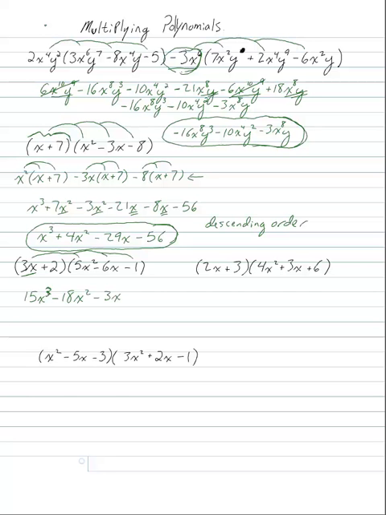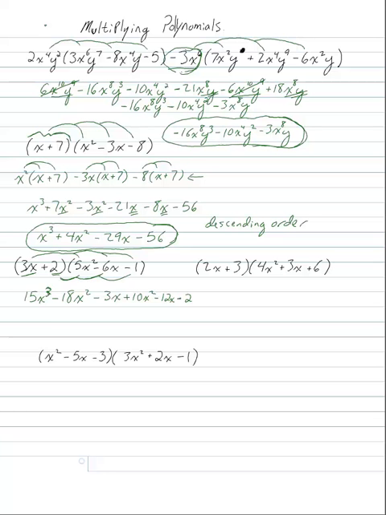3x times a minus 1 should be minus 3x. Okay, so my first term in that first parentheses got multiplied all the way through. So I'm going to now take my second term in that first parentheses and multiply that all the way through. So positive 2 times 5x squared would be plus 10x squared. Positive 2 times minus 6x would be minus 12x. And positive 2 times minus 1 would be minus 2.